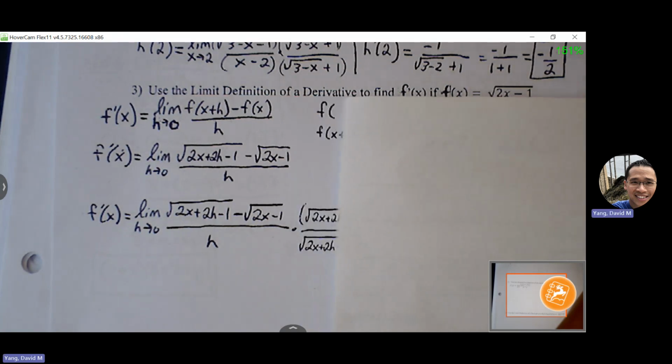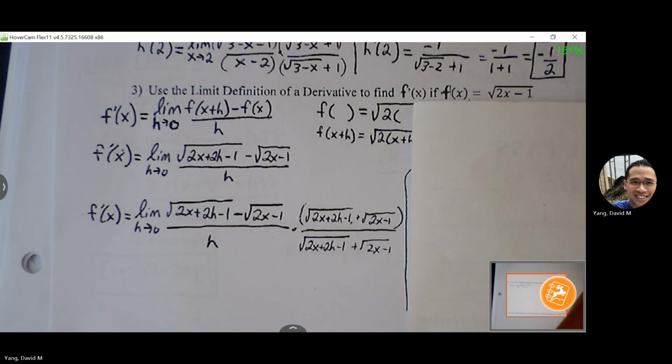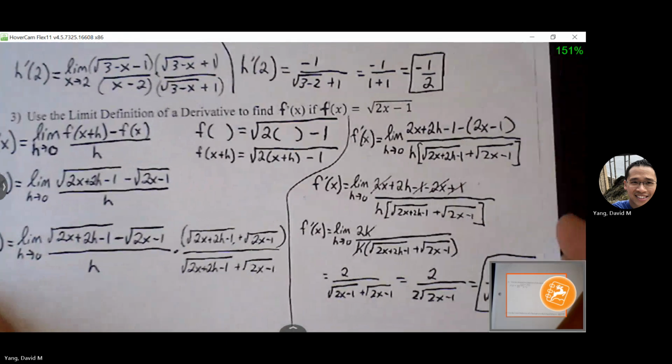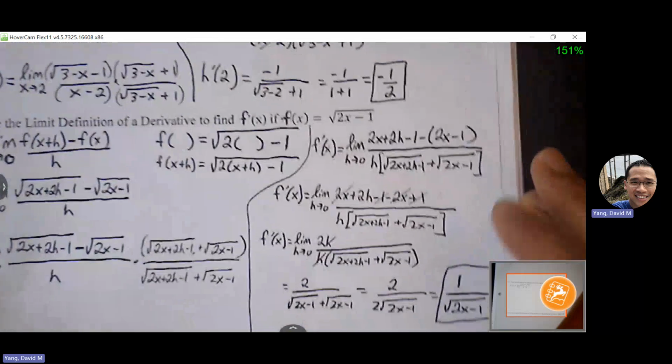Once we confirm 0 over 0, we can multiply by the conjugate. If you're done with 3, try to go to number 4.